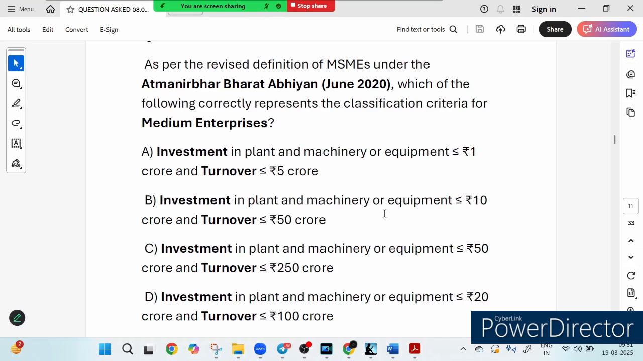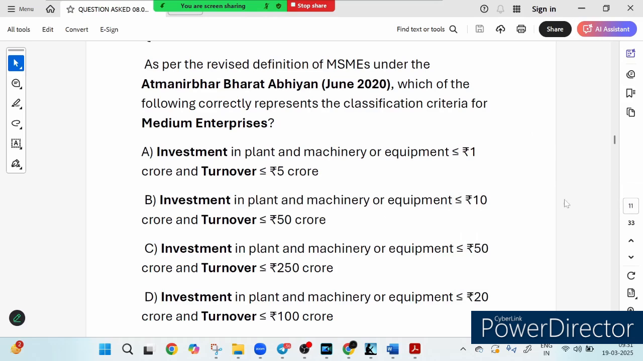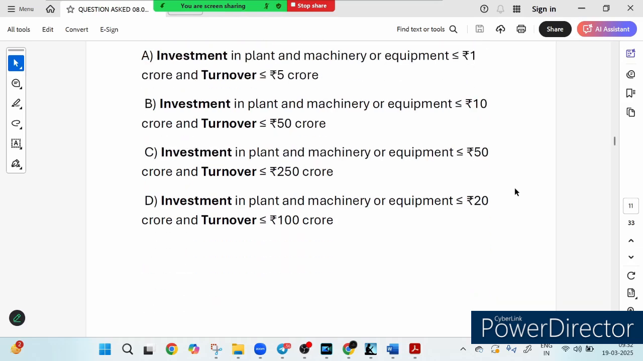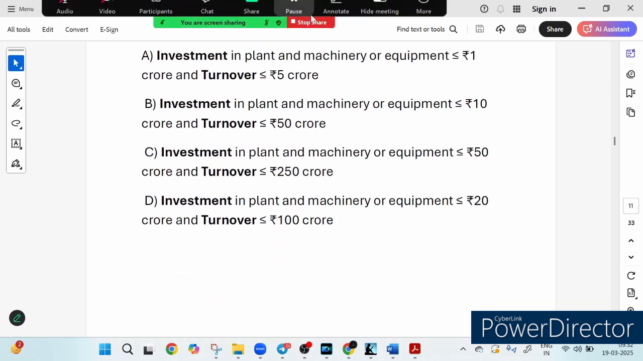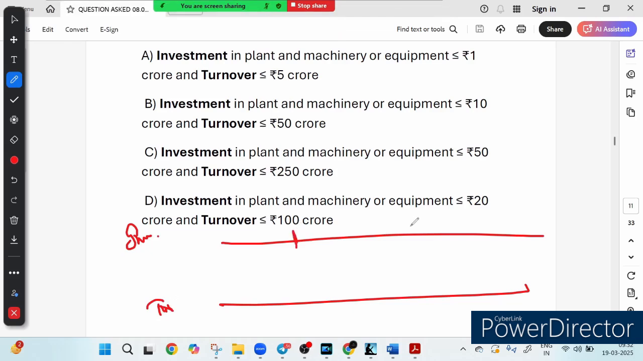MSME is classified based on two criteria, investment and turnover. Investment means investment in plant, machinery or equipment. Turnover means the annual revenue of the enterprise. Let me tell you the revised criteria. I will prepare two columns: this is investment and this is turnover. First of all, micro, small, medium. For a micro enterprise, it is 1 crore. Just write here 1 crore, here 10 crore, and here 50 crore. This is the way to remember it. And just multiply it by 5. So this is how much? 5 crore. Just multiply it by 5.